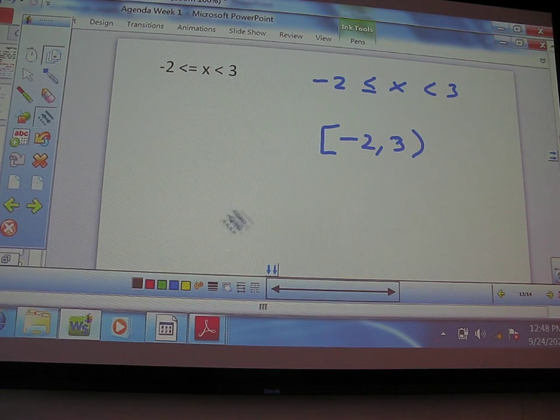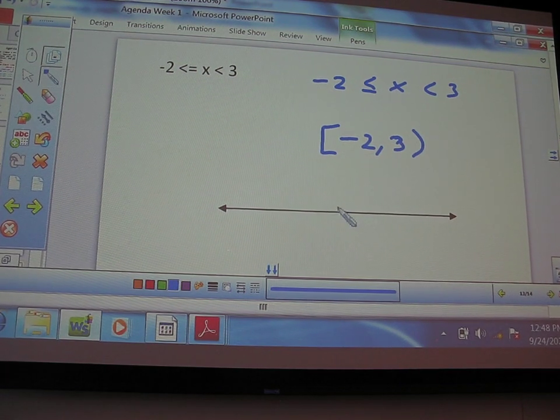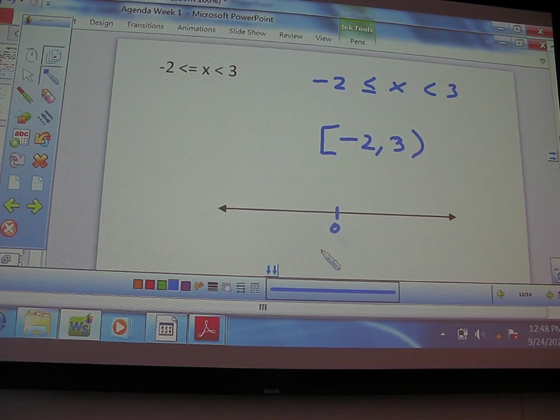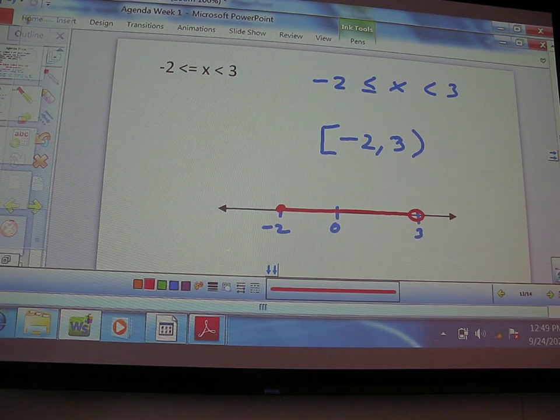All right, and then down here, you just gotta punch in, well, here's 0, just to give myself an anchor. Here's -2, and 3 is over there. And I am from -2 to 3. Can I equal -2? Yes, so a solid circle there. Can I equal 3? No, so an open circle there. Good. So it's really straightforward.